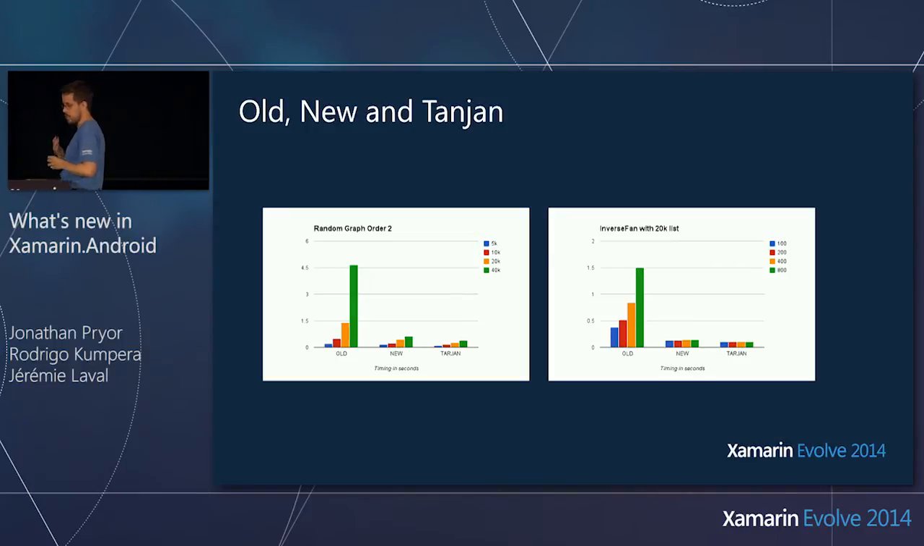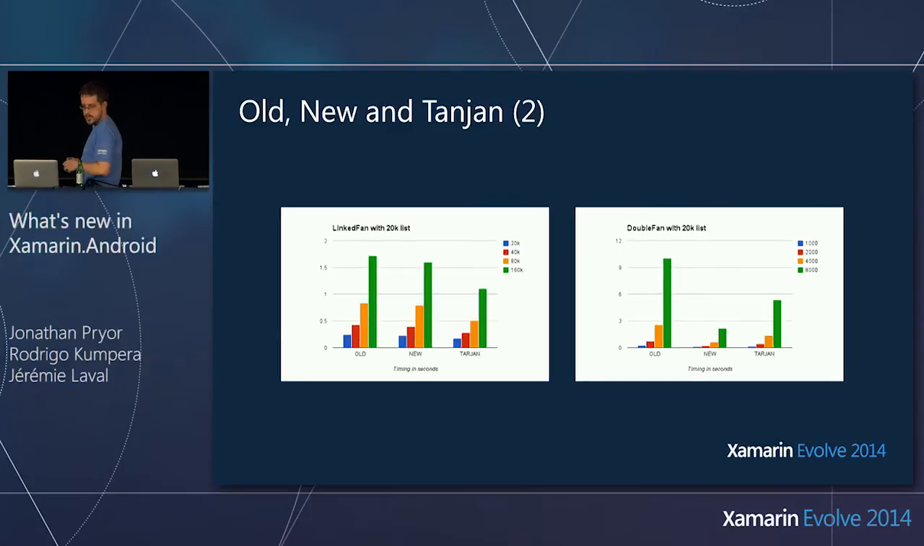But it's not just about being faster. As you can see on the other one, which is the inverse fan, which is a benchmark where we create a ton of objects and make all of them point to a single one. We can see that with the old bridge, we found a performance bug where, when you're increasing the number of incoming references, the performance would explode. We fixed that, and you can see that now everything is linear. There's no performance degradation for having this kind of very connected object graph.